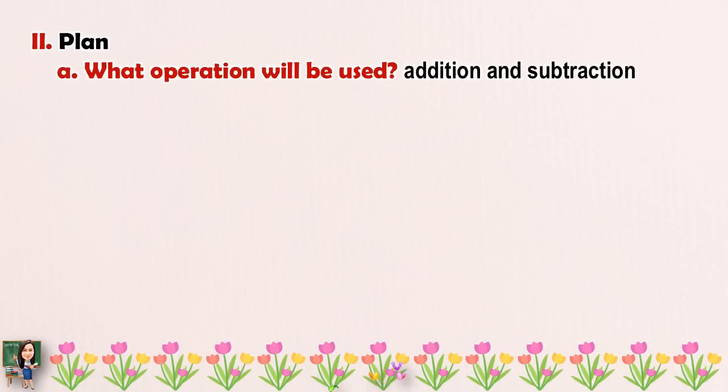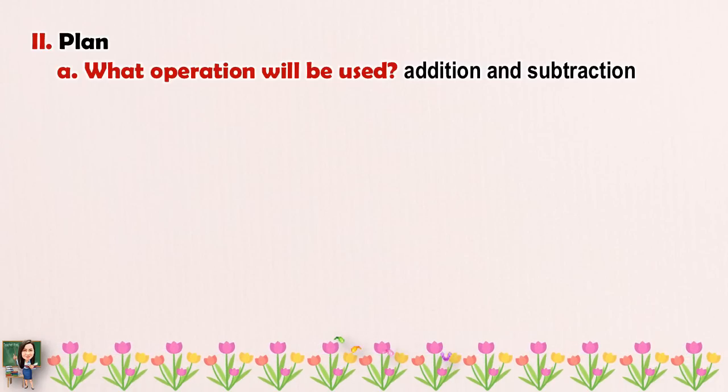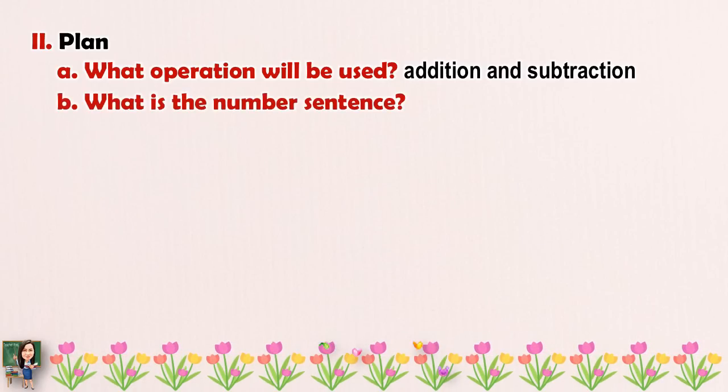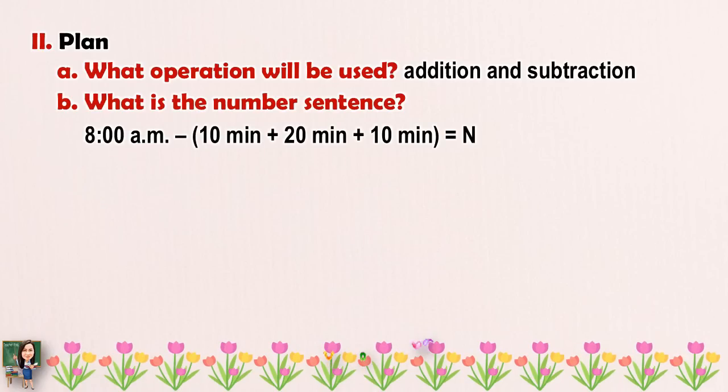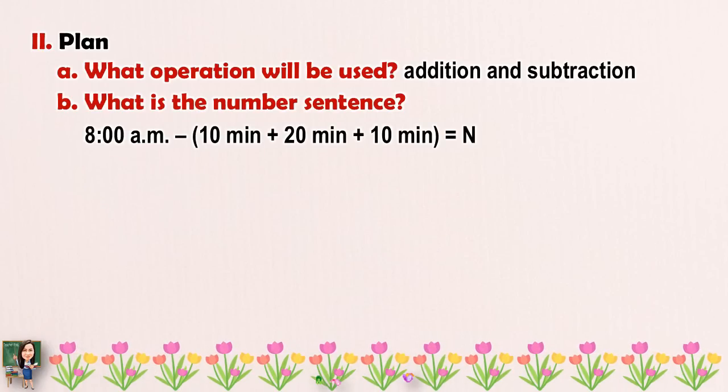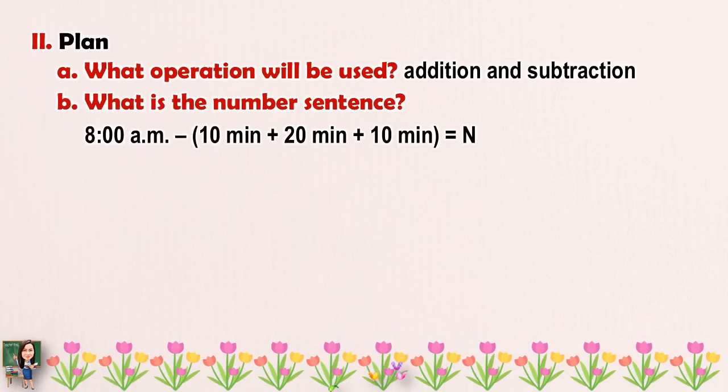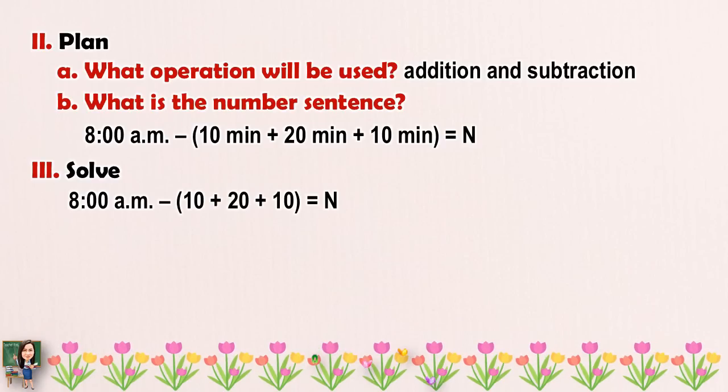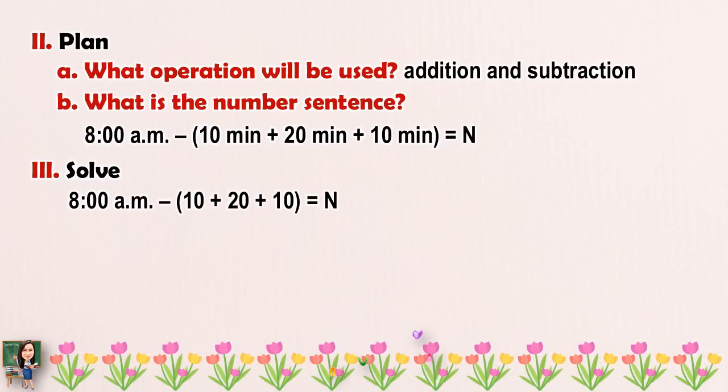What operation will be used? The operation to be used is addition and subtraction. What is the number sentence? 8 o'clock a.m. minus the quantity 10 minutes plus 20 minutes plus 10 minutes equals n. Step 3 is to solve. 8 o'clock a.m. minus the quantity 10 plus 20 plus 10 equals n.